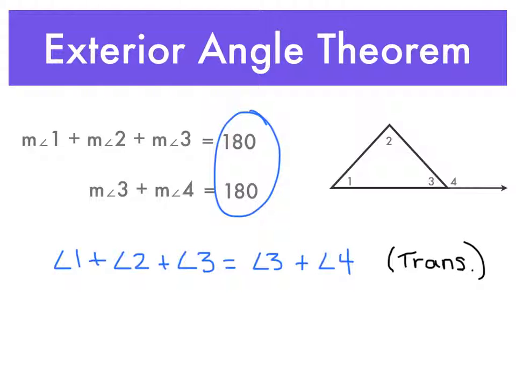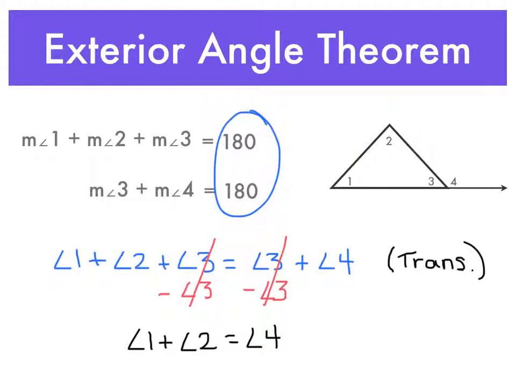Okay. What do you see on both sides here? What do the two sides of the equation have in common? Keegan? Okay, they both have an angle 3. So aren't I allowed to just subtract angle 3 from each side? If it's on both sides, I can cancel it out on both sides. And that leaves me with angle 1 plus angle 2 is equal to angle 4.